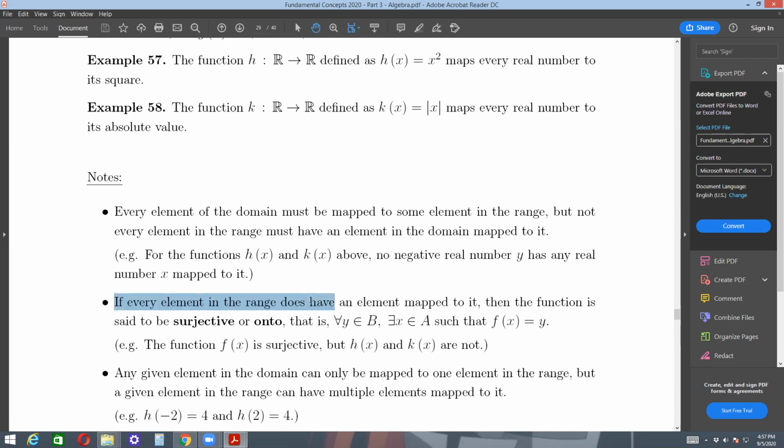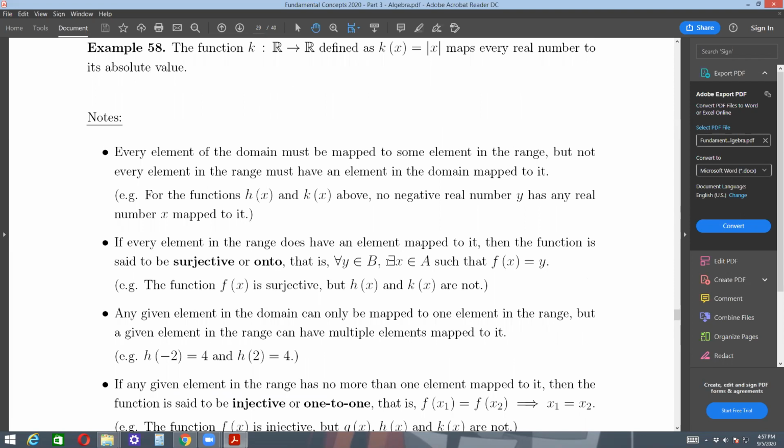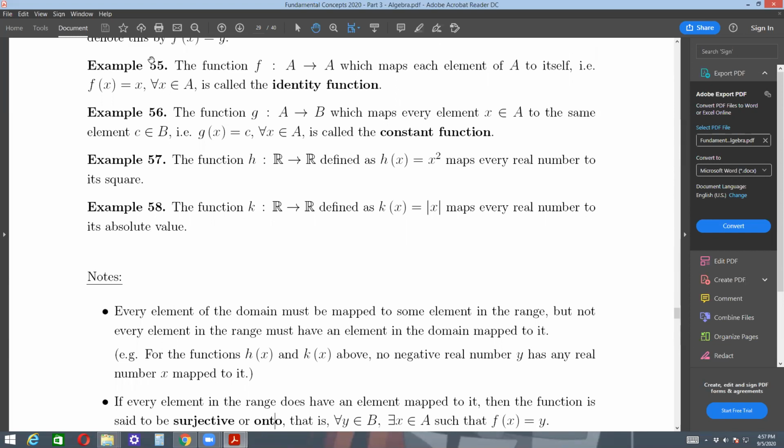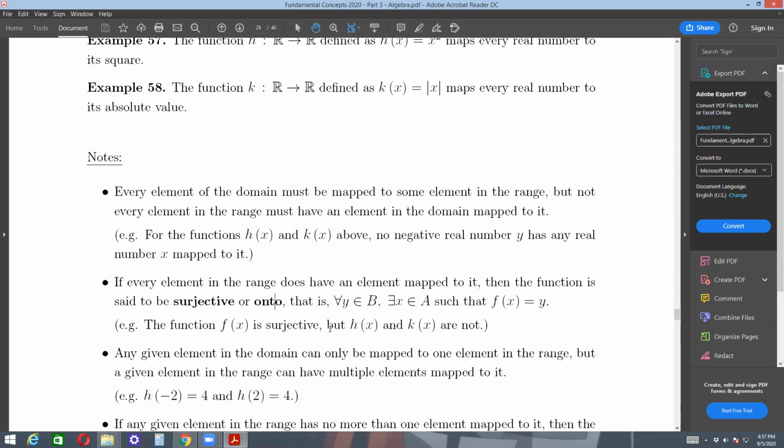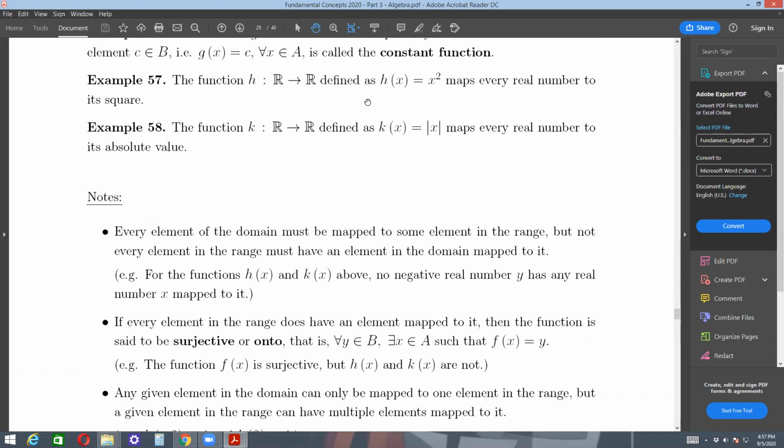Next one, if every element in the range does have an element mapped to it, right? So if everything in the range has something mapped to it, then we call the function surjective or onto, right? You would probably be more familiar with the term onto rather than surjective, but this is a more formal name, right? And the mathematical representation of that is basically saying for all y in B, there exists an element x in A such that f of x is equal to y, x gets mapped to y. Right, so this function in example 55, f of x, this is surjective, right? Because everything in B has something mapped to it. So everything is mapped to. These two are not surjective because, like I said, the negative ones don't have anything mapped to them.